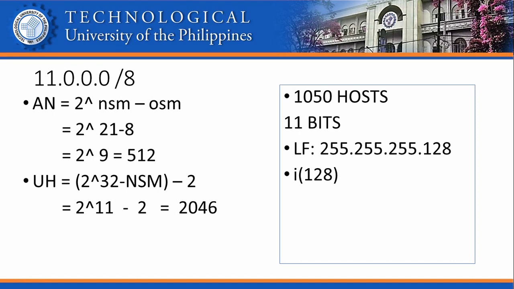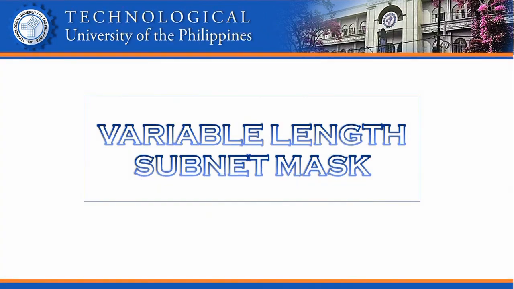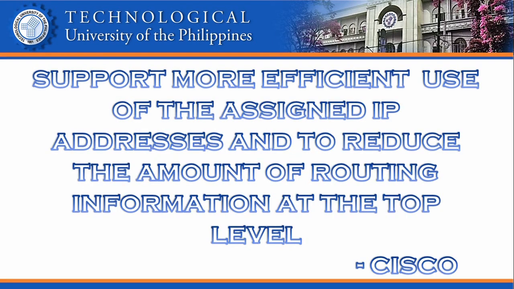Very good. Okay, so let's proceed to our next topic, which is the VLSM or the variable length subnet mask. Before we dive into our examples, let's first define what VLSM is. According to Cisco, it is to support more efficient use of the assigned IP addresses and to reduce the amount of the routing information at the top level. Basically, this is the dividing of the IP address in order for us to meet the network requirement.